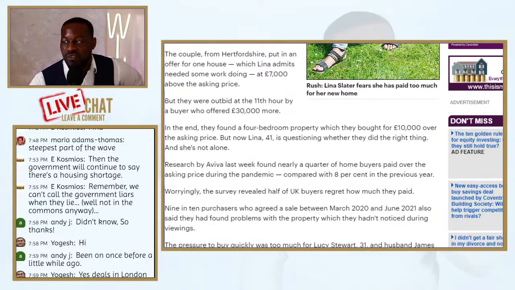In the end, they found a 4-bedroom property which they bought for £10,000 over the asking price. But now Lena, 41, is questioning whether they did the right thing, and she's not alone. Research by Aviva last week found nearly a quarter of home buyers paid over the asking price during the pandemic, compared with 8% in the previous year. Worryingly, the survey revealed half of UK buyers regret how much they paid.